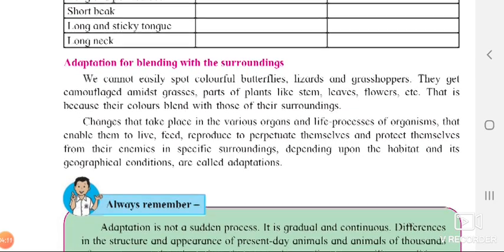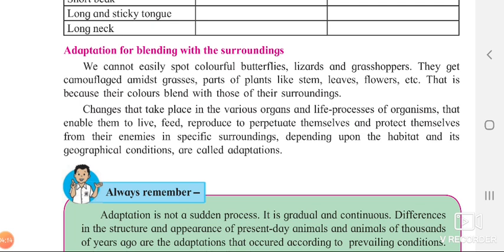Changes that take place in the various organs and life processes of an organism that enable them to live, feed, reproduce, to perpetuate themselves and protect themselves from the enemies in the specific surrounding depending upon the habitat and its geographical conditions are called adaptation. Earlier we have seen one definition of adaptation, that was the process or the gradual change in which living organisms adjust themselves, the body parts of the living organism which help them to adjust and survive in the surrounding, was called an adaptation.